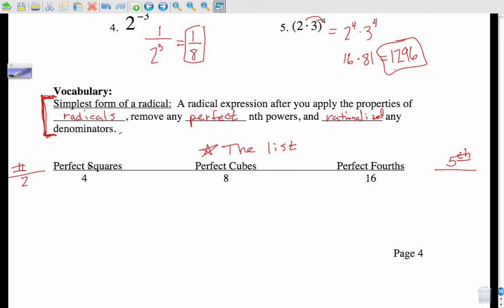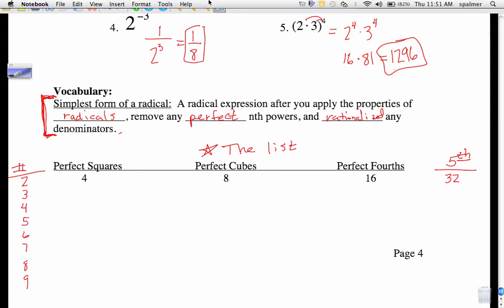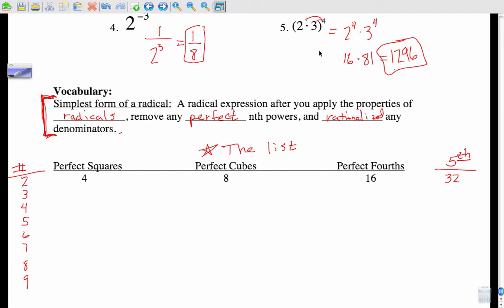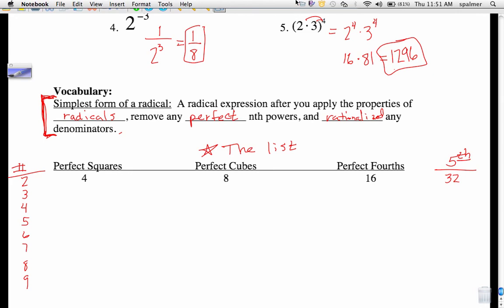So let's start with the number 2. 2 squared is 4. 2 to the third is 8. 2 to the fourth is 16. And we're going to add 2 to the fifth, which is 32. We are going to make this list for 2, 3, 4, 5, 6, 7, 8, and 9. But we're going to cross off some of this 5th stuff because that's not real helpful. When we get there, I'll show you what I mean, but let's start generating this list.